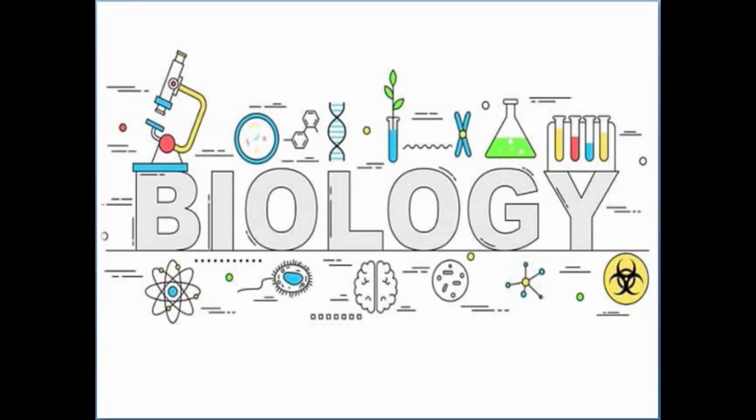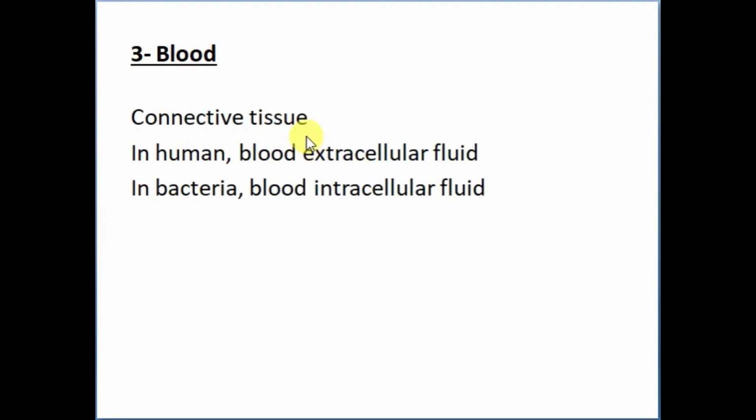So, in this chapter, in this class of ours, we will cover blood. Okay, we'll study everything about blood. So, blood is a connective tissue, and in humans, blood is an extracellular fluid. And in case of bacteria, blood is an intracellular fluid. Now, what is an extracellular and what is an intracellular fluid?